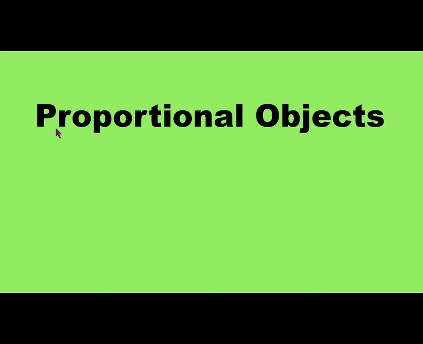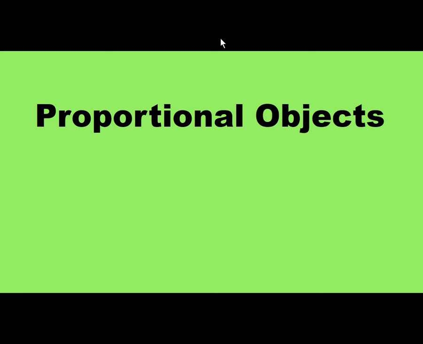Hello, Leiden Geometry students. In this assignment, we are going to talk about proportional objects. That's two different objects that are the same shape, but different sizes. In second semester geometry, we will do this with different shapes, like triangles, two triangles that are the same shape but different sizes, or rectangles or pentagons. But for right now, we're going to talk about some real-life objects.